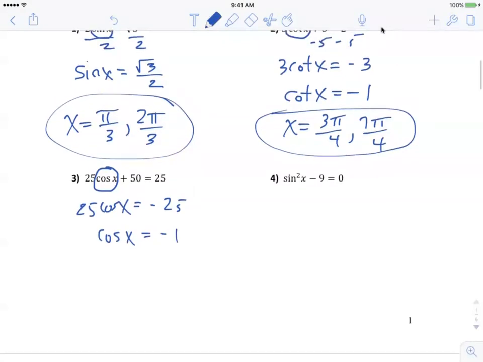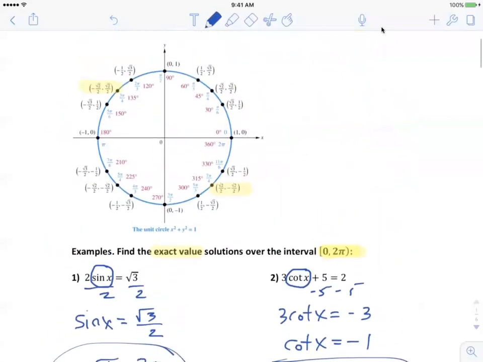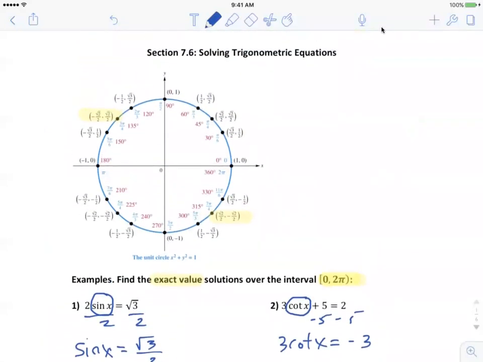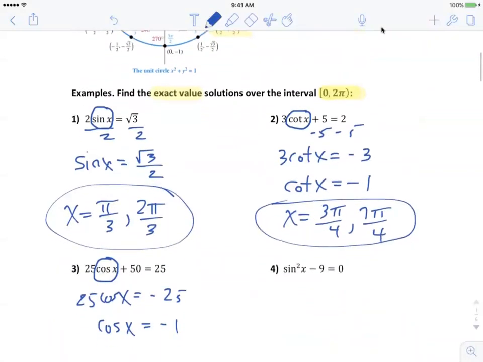Think about, where does the cosine equal -1? Your x coordinate, your first coordinate, -1. There's only one location on this rotation, and it's right there. So this one, the answer would be pi.